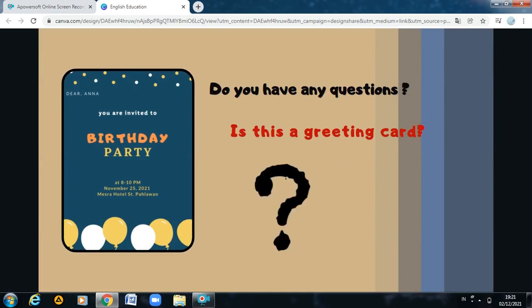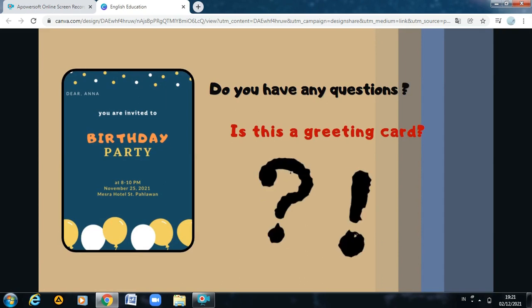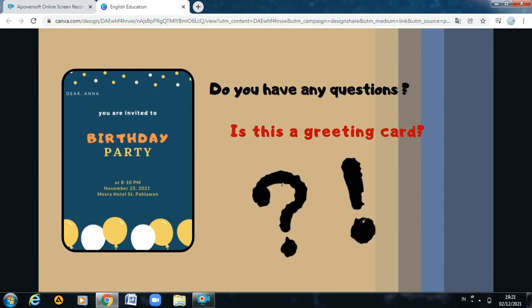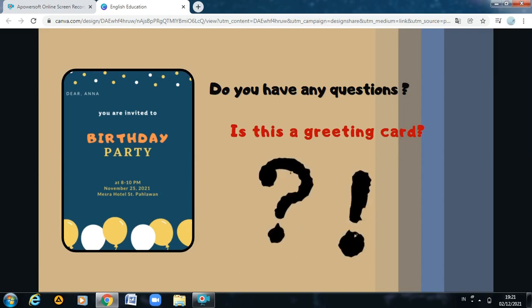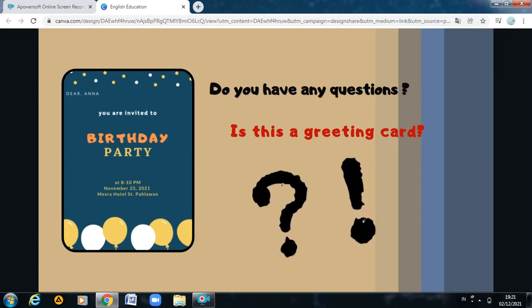Alright, in this slide I also have exists and a deficiency. I mention the exists in this slide. I used an example of an invitation card that was clear and easy for students to read. The second one, I used question mark and exclamation mark icons in this slide to direct students to ask about the invitation card that I displayed in this slide.